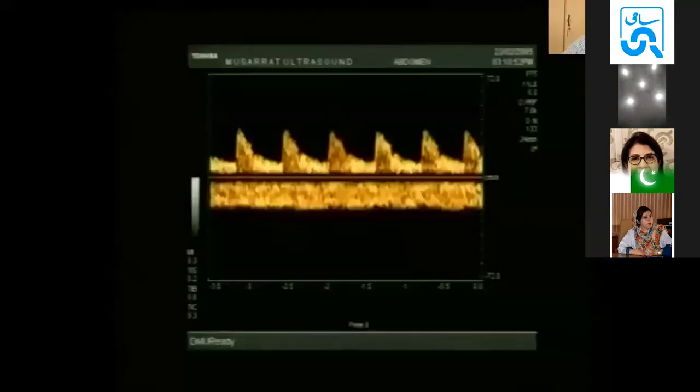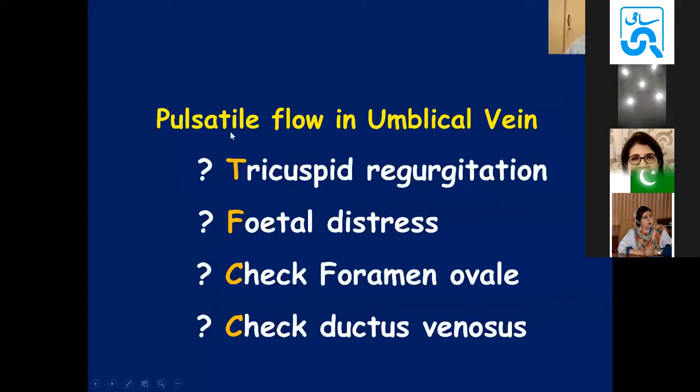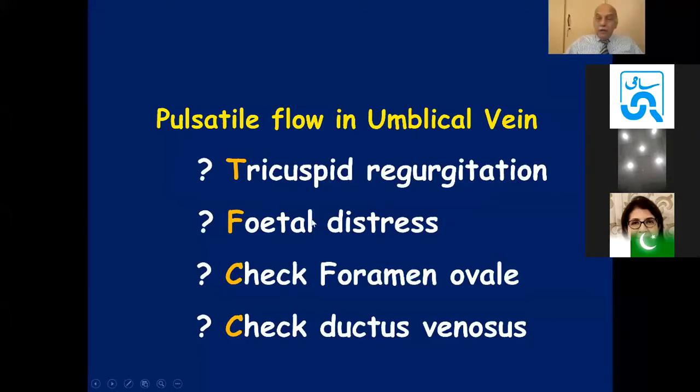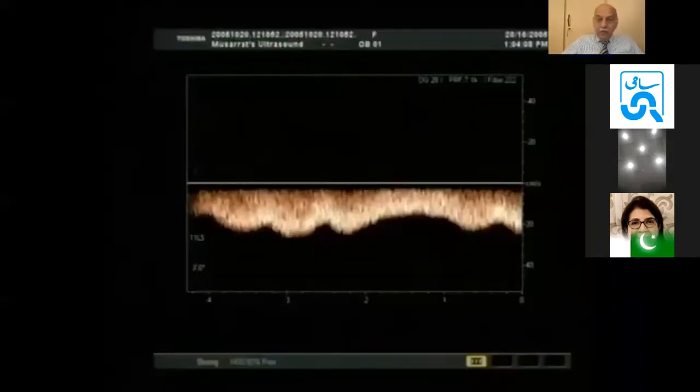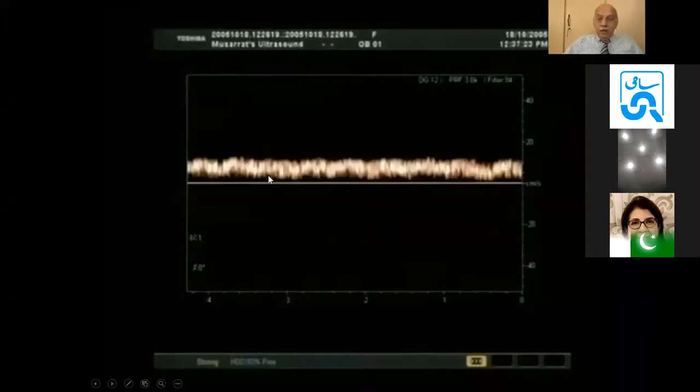Coming to the vein, the umbilical cord vein has phasic variation. If you look at the sound of the artery, it is like sh, sh, sh, sh. But as far as the vein is concerned, the sound is something like sh. That is the vein sound. Now, when it becomes pulsatile, we may be dealing with either tricuspid regurgitation, fetal distress, check for foramen ovale, check ductus venosus when that happens. Why is it pulsatile? Now, this is the normal phasic variation in the vein. And now in this one, it's a straight line. There's no phasic variation. That's the start of the problem. It's not yet the problem, but that's the start of the problem.